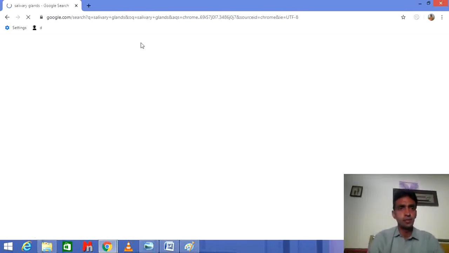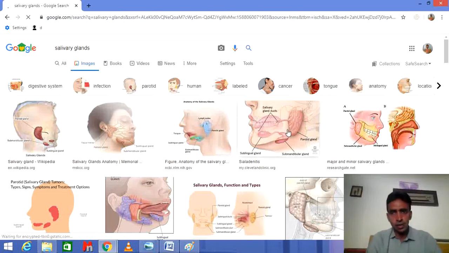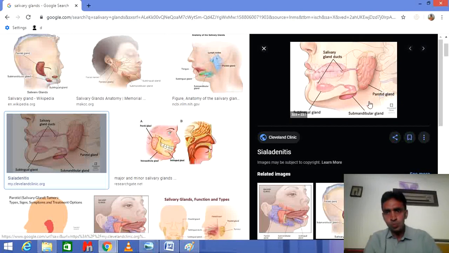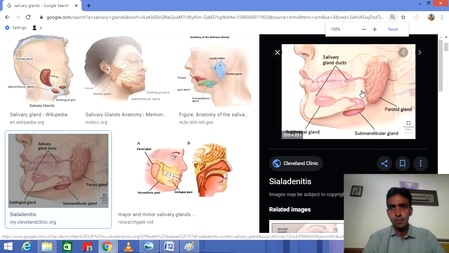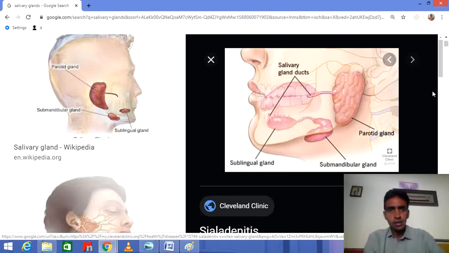Salivary glands. So three types of salivary glands are there. I think this diagram is good. In this diagram you can see three types of gland. This is called the parotid gland, this one is called the submandibular gland, and this one is called the sublingual gland.